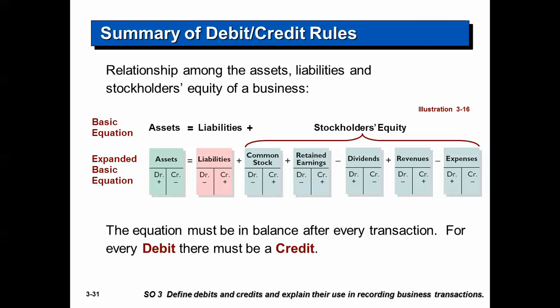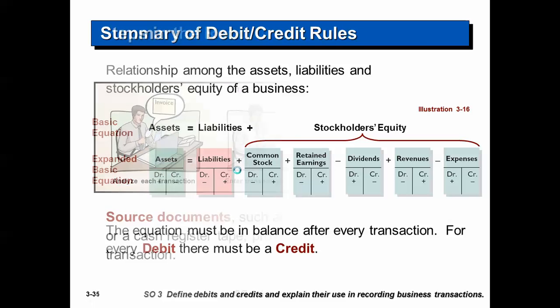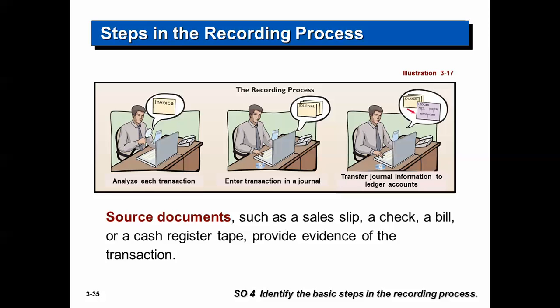So therefore, the relationship between the assets, liabilities, and shareholders' equity: assets are on the left-hand side. They go up on the left-hand side. Liabilities and shareholders' equity are on the right-hand side. They go up on the right-hand side. All right. Now, never mind the plus and minus. If we have equal debits on the left-hand side of the equation and credits on the other side, we're always in balance. And that is the way we record.